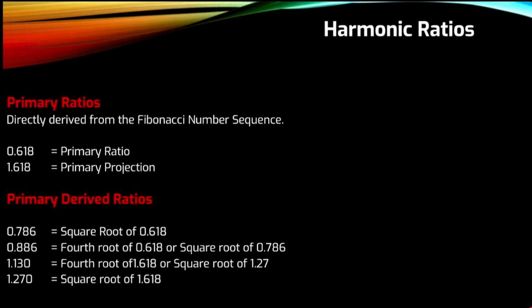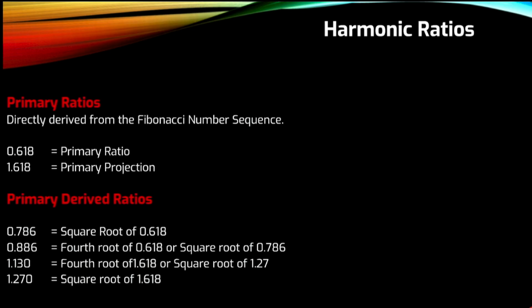Harmonic ratios then, primary ratios that are directly derived from the Fibonacci number sequence, and these I'm sure you'll be more aware of, and that's the 0.618, which we know is a primary ratio, and we also know it's a retracement as it starts with a 0, and 1.618, which is a primary projection, which we all know is an extension because it starts with a 1. Anything greater than 1 is an extension. Anything less than 1 is a retracement, so smaller than.